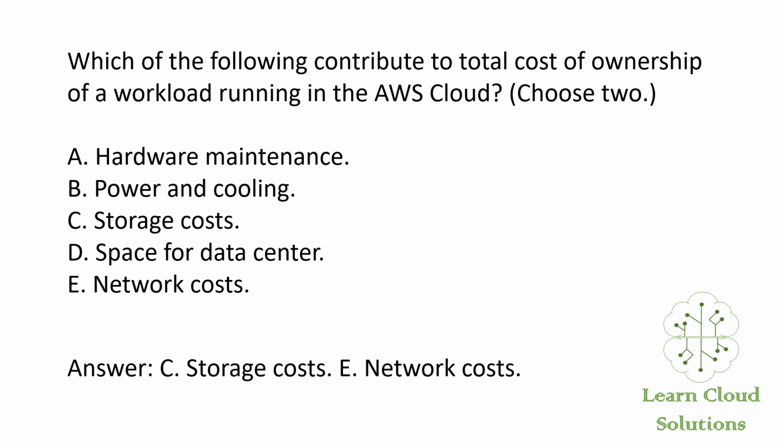Hardware maintenance, power and cooling, and space for data center are not components of the total cost of ownership of a workload running in the AWS Cloud. Hardware maintenance refers to the cost of maintaining and repairing physical hardware, while power and cooling refers to the cost of powering and cooling the hardware. Space for data center refers to the cost of renting or leasing physical space for a data center.